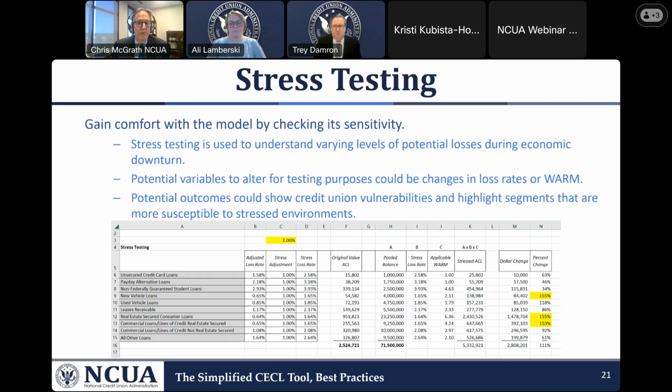This would also be done with WARM factors. Adjusting WARM factors, such as for changes in prepayment rates, prepayment speeds, also tests the stability of the credit loss estimate. Rapidly changing interest rates, like we have seen with shifts in the prepayment rates, will affect our allowance for credit losses.